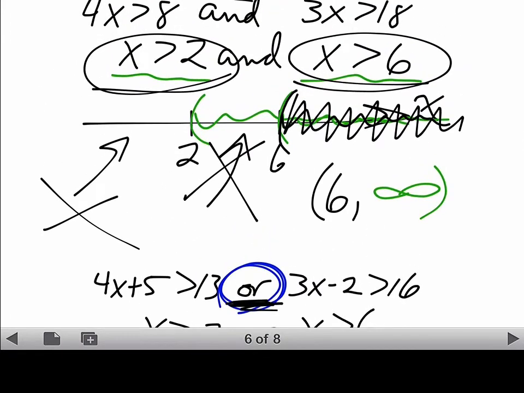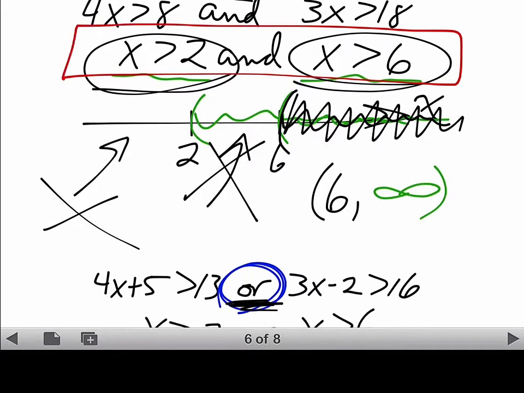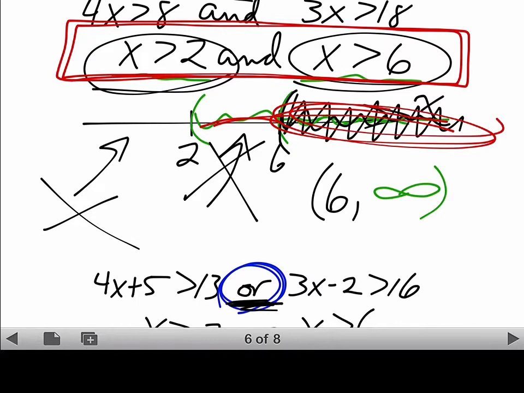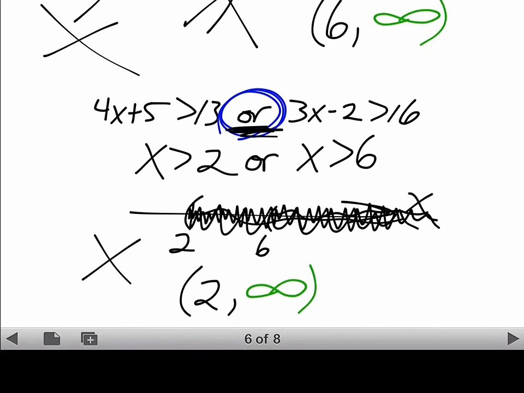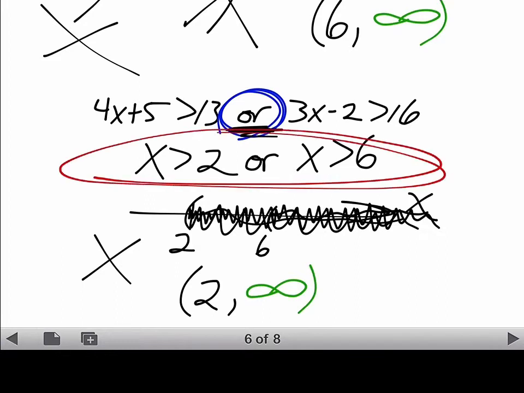For the AND inequality, we want numbers that are greater than 2 and greater than 6 at the same time. Well, greater than 2 and greater than 6 means you're greater than 6. For the OR inequality, we want numbers that are greater than 2 or greater than 6. And if you're greater than 2 or you're greater than 6, well, you're greater than 2.